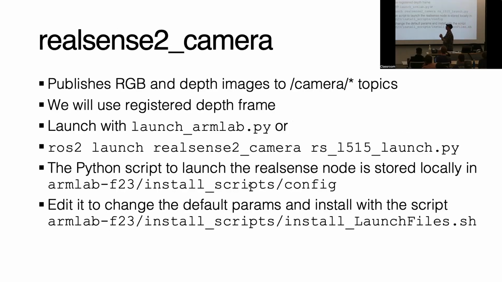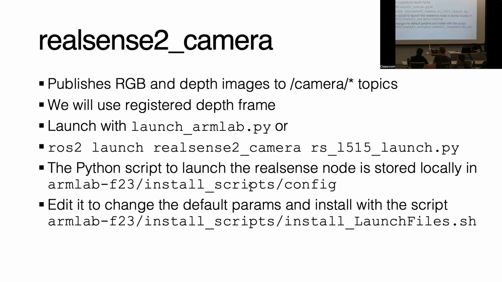We have the RealSense 2 camera node. So this publishes RGB and depth images to the /camera/whatever topics. All right, and then we'll launch this with our launch file separately. Once we launch, it will just start publishing images from the camera. There are actually parameters in this launch script that you can adjust.